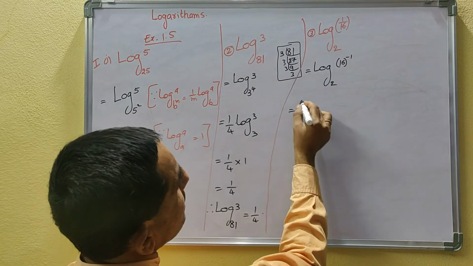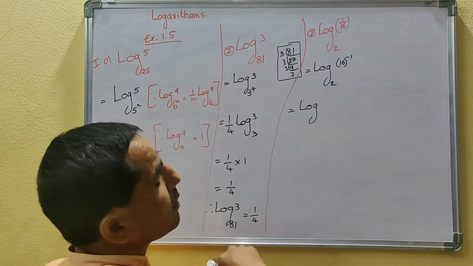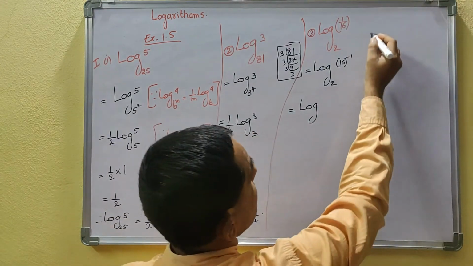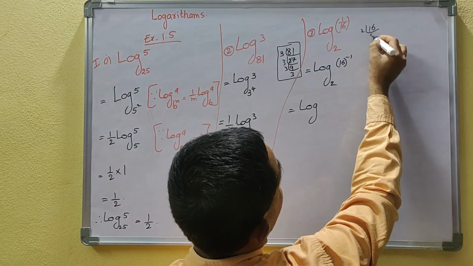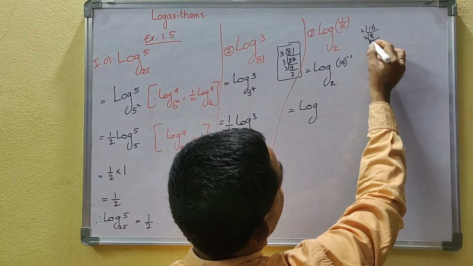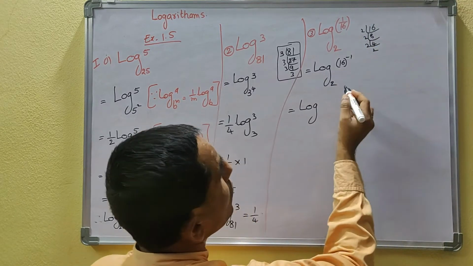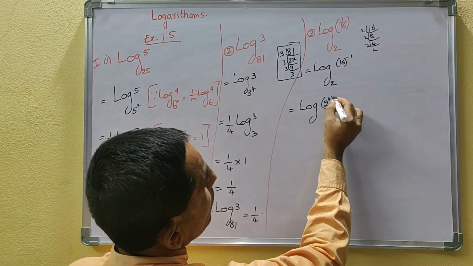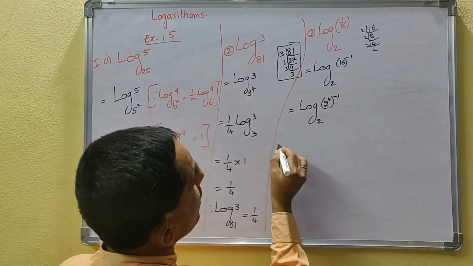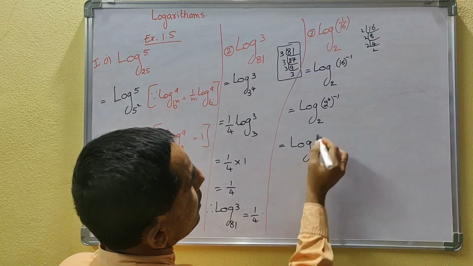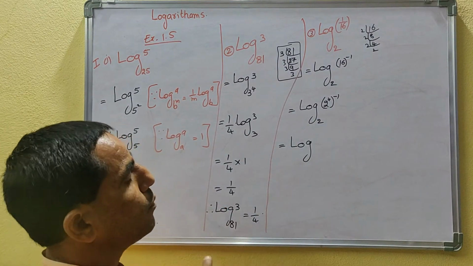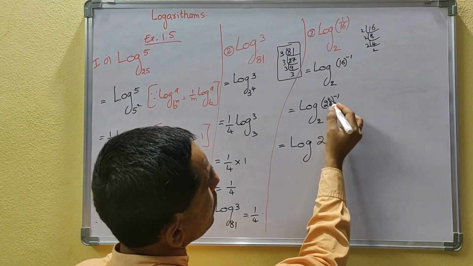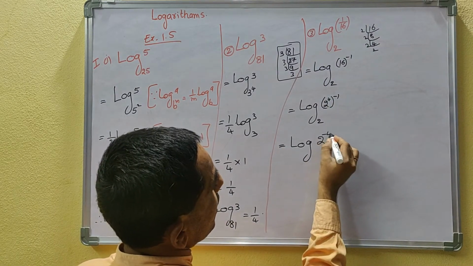Again it can be written as log. 16 can be written as 2 into 2 into 2 into 2, 4 times. So 2 twos are 4, 2 fours are 8, 2 eights are 16. So 2 to the power of 4. So log 2 to the power of 4 whole to the power of minus 1 base 2 is equal to log. Here we have one formula: a to the power of m whole to the power of n is equal to a to the power of mn, means 4 into minus 1, we get 2 to the power of minus 4, base 2.